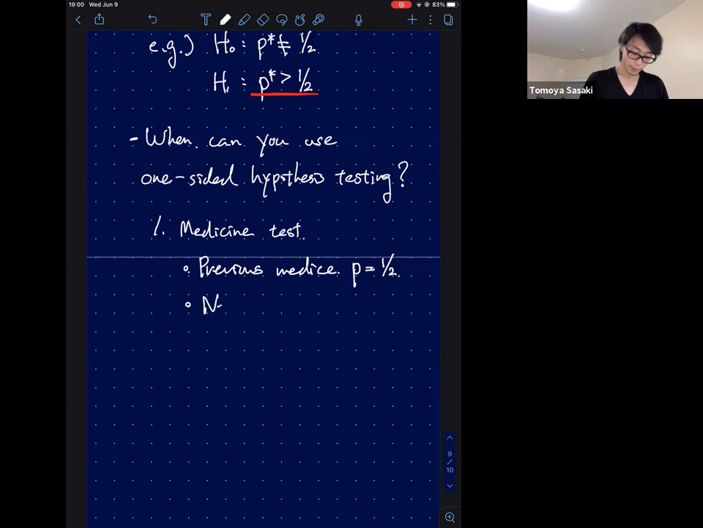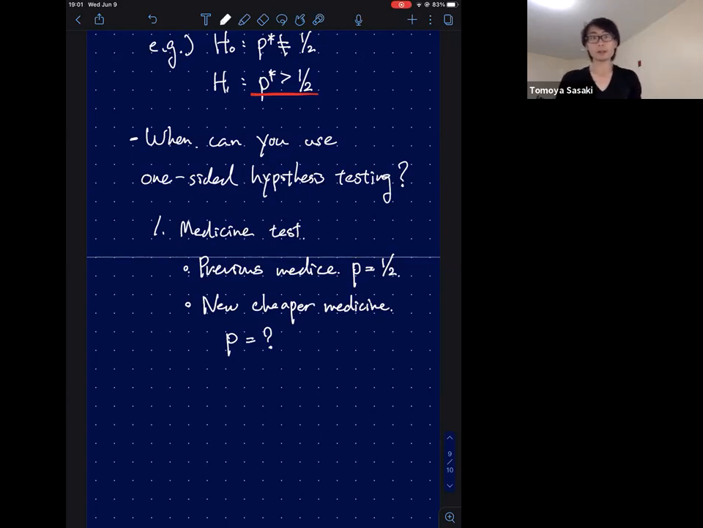And you have a new medicine, let's say a new cheaper medicine. And you want to know the probability that this new medicine is going to cure your patient, right? This is a new medicine, so the probability that patients recover is unknown. So you want to know the probability that this new medicine is going to recover the patients who take it.